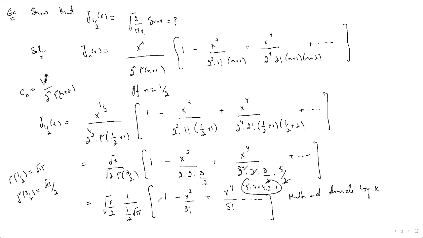So when you multiply and divide by x, what will this equation be? I will write here, J half of x will now be equal to under root of x by 2 into 2 by under root of pi, because 2 will go into the numerator, into 1 by x. I am just multiplying it by the denominator. When you multiply x here, it will be x minus x cube by 3 factorial plus x to the 5 by 5 factorial minus so on, right?